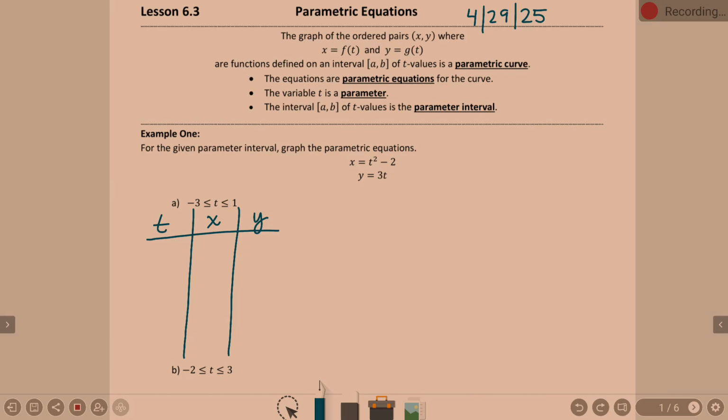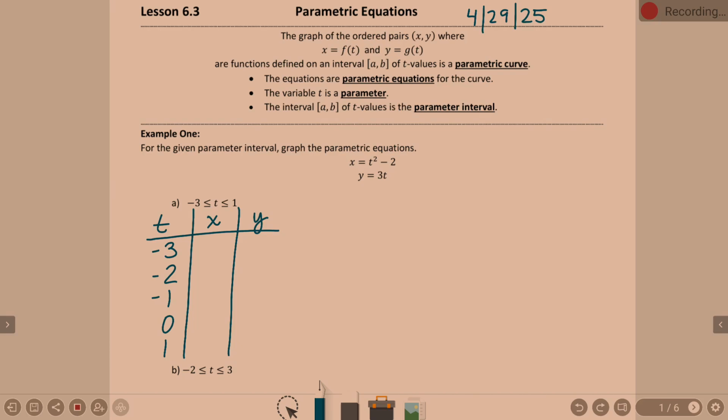Now, our t values are provided. The interval of t values it asks us to use are between -3 and 1. Technically, every value between -3 and 1 could be considered. But when we set up our chart, we're just going to look at the integer values here. So I'm going to start with -3, and I'm going to go all the way up to 1. So -3, -2, -1, 0, and +1.